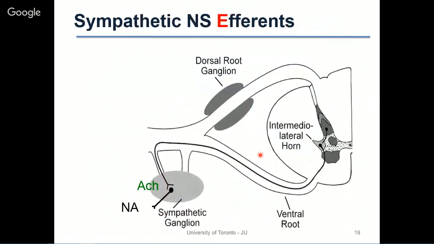Last thing I'll just make note of, I did talk about this as well, that when it comes out of the spinal cord, we usually talk about it coming out of the intermediate region on the lateral part of the spinal cord as it makes that preganglionic target over here.